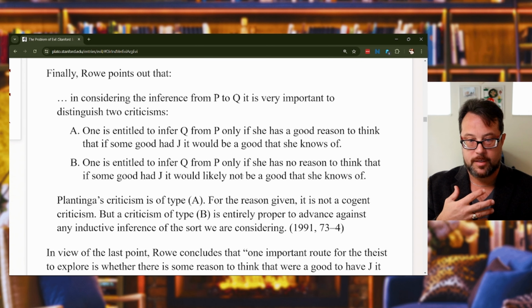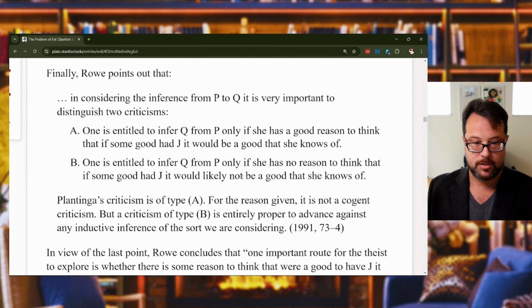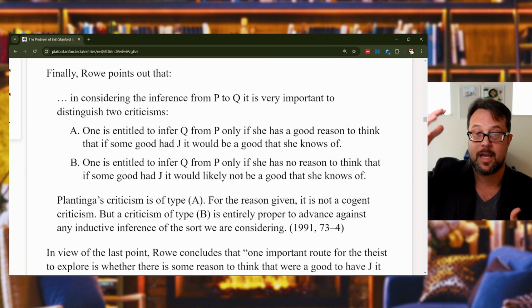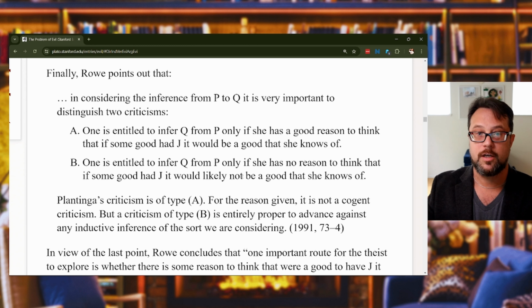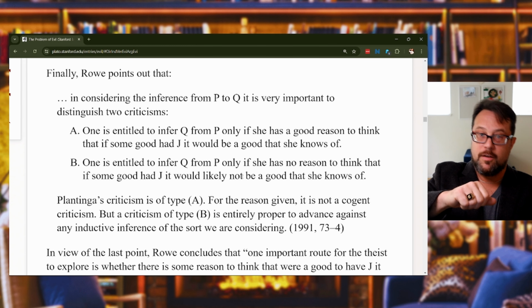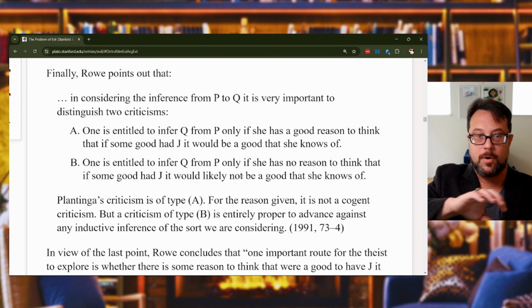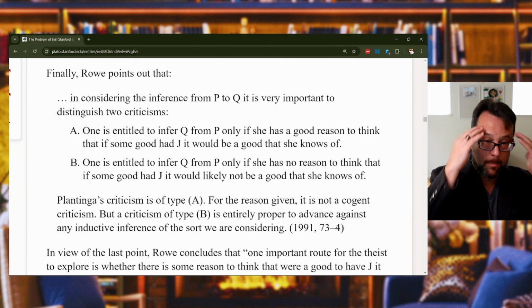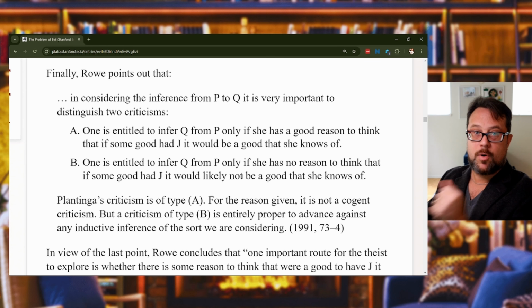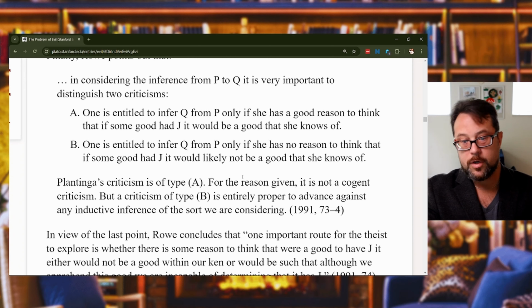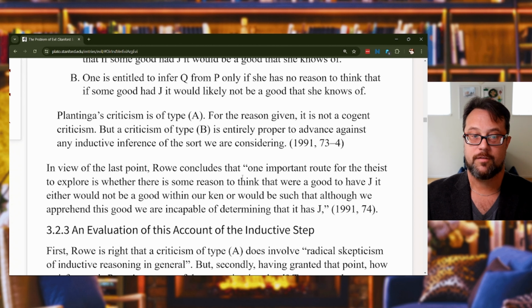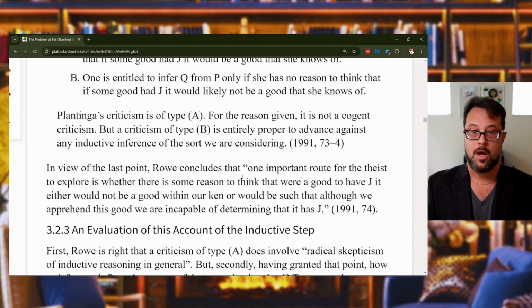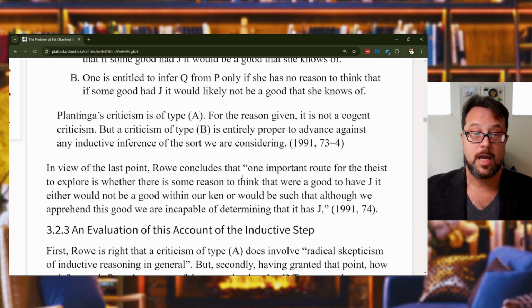But Rowe thinks A is problematic. It's not a cogent criticism for the reason he gave earlier, namely, it encourages inductive skepticism. If every time you leap from the known to the unknown, you have to have a positive reason to think that if something had this property, you would know about it, then you'd say, oh, it doesn't have this property that I know about, therefore it doesn't have that property. So criticism of type B is, as Rowe says, entirely proper to advance against any inductive inference of the sort we're considering. Rowe says criticism of type B is fine.